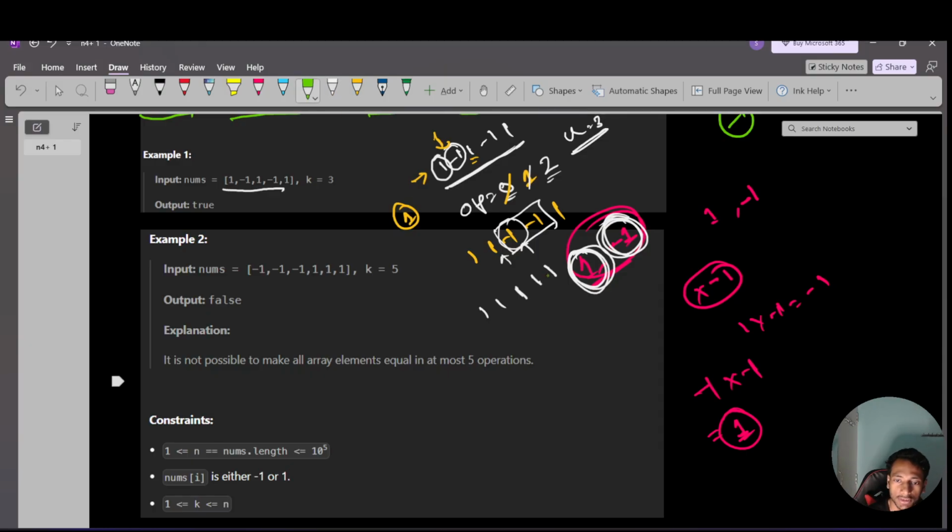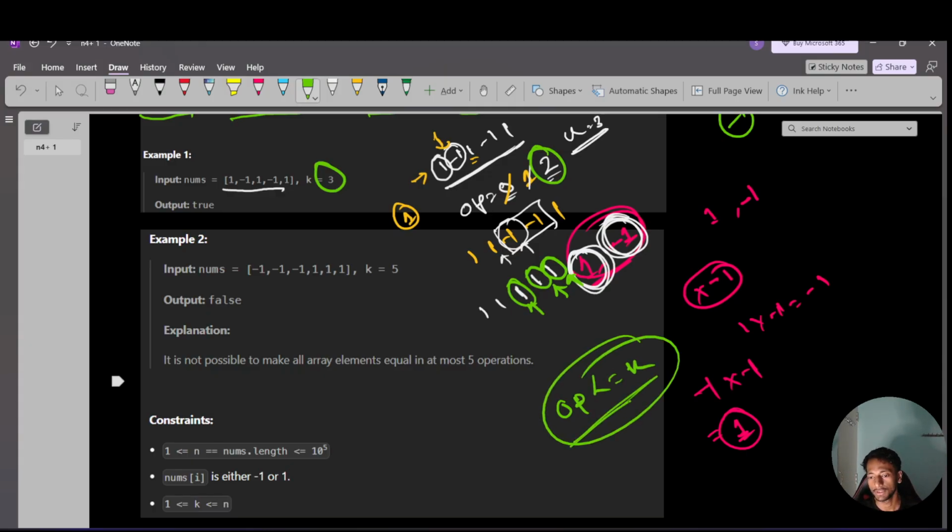Next I will go to the next number, because I have already ensured that the previous one is converted to 1. This is already 1, I don't need to do anything. Next this is already 1, I don't need to do anything. So how many operations have I used? 2. This is less than or equal to k. I have to ensure that whatever number of operations we need should be less than or equal to k. If there is any way, I return true, otherwise I return false.